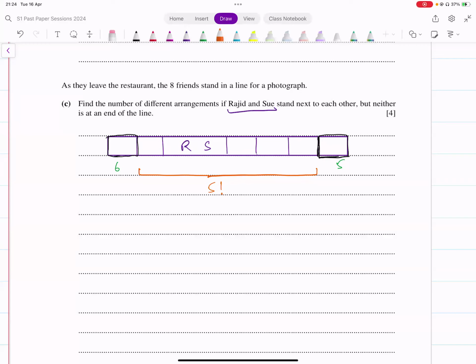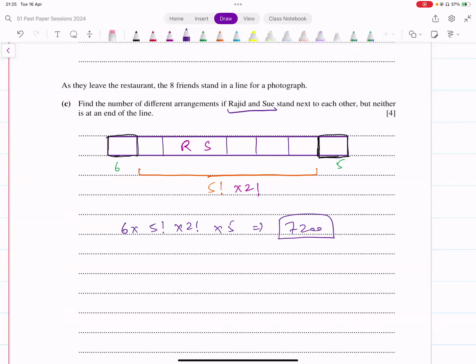But then R and S, they could also switch places with each other. R could be on the left, S could be on the right. S could be on the left, R could be on the right. So we have 2 factorial for RS as well. Let's see what that gives us. 5 factorial into 2 into 30, and that's giving me 7200. That's 6 multiplied by 5 factorial into 2 factorial into 5, and that gives you 7200, and that gives you the result. That is one way of thinking about this.